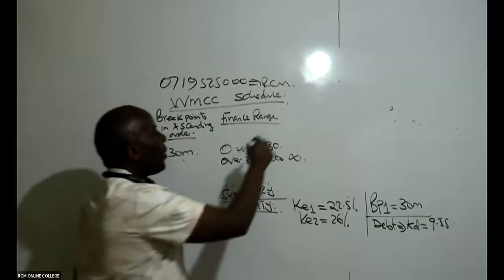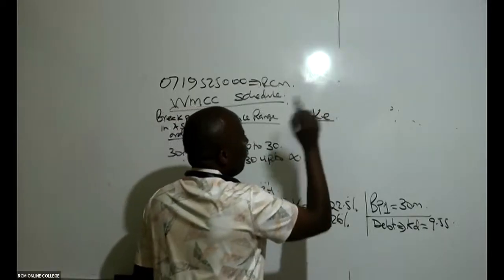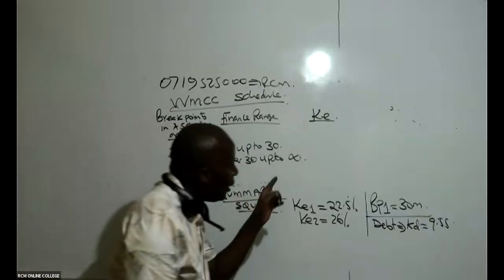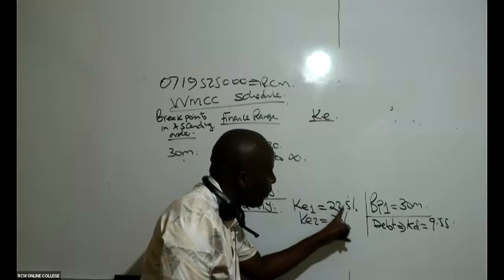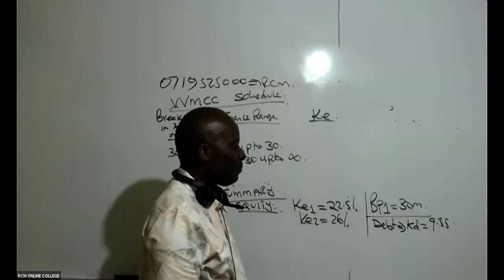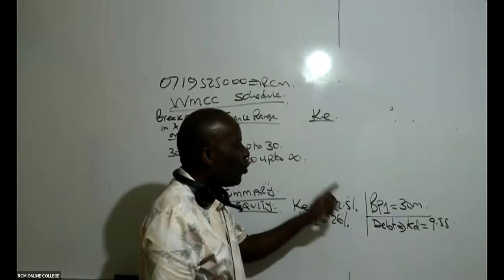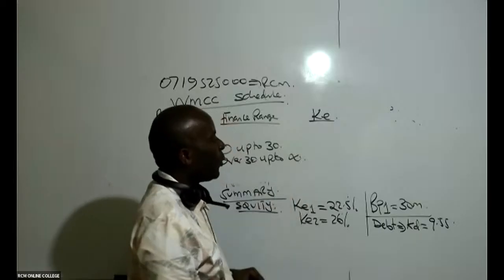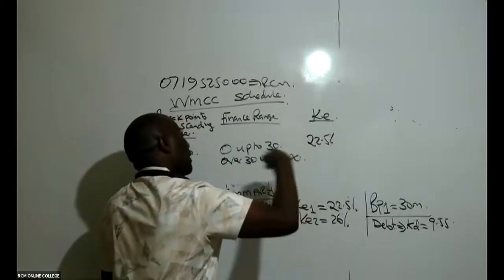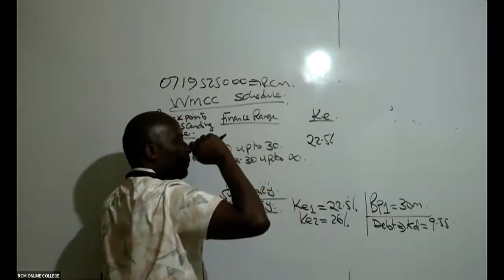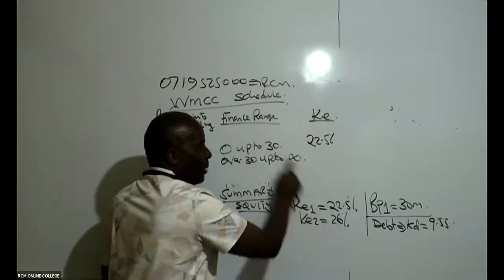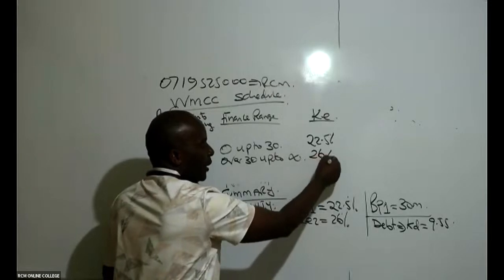So then I'll come and write here cost of equity. I want to post cost of equity here. Remember, the first cost of equity, which is 22.5%, runs up to the first breakpoint. This 22.5 will be applicable up to 30 million. Beyond that, we take a new cost of equity. And the new cost of equity will be what here? 26. Above this 30, we take 26 percent.